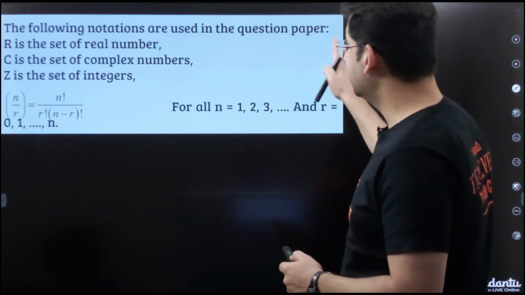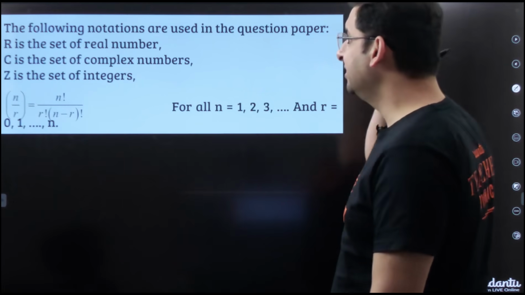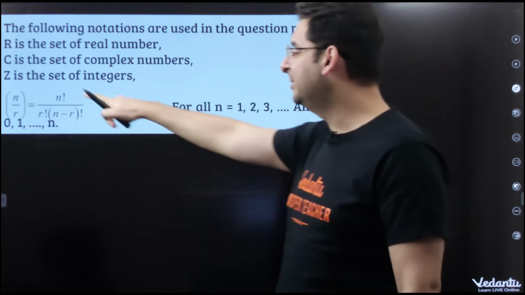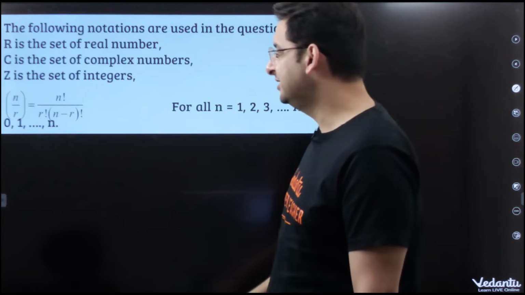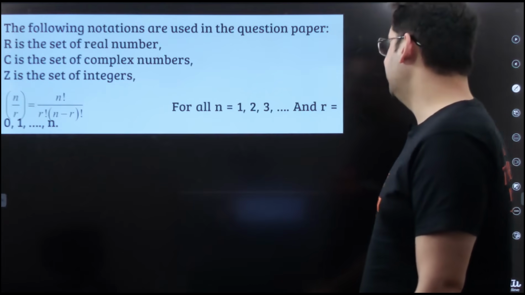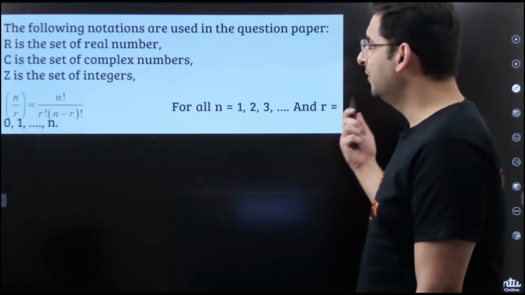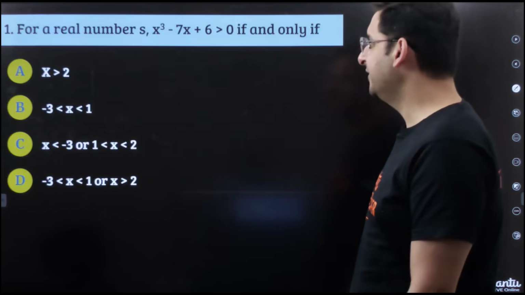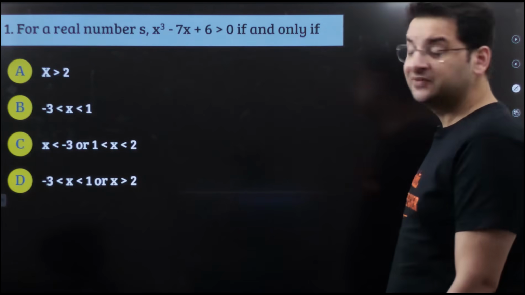So these were the general instructions which are given. R is the set of real numbers, C is the set of complex numbers, and this symbol n upon R with this bracket is nCr, n factorial by r factorial into n minus r factorial. So these are the usual instructions. Let us get started with the problems. This is the first problem.